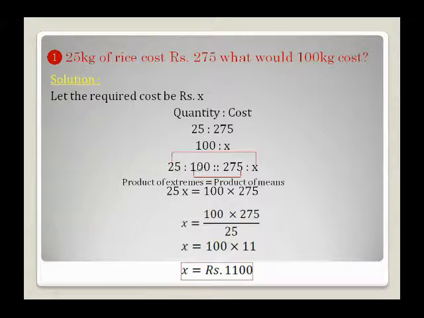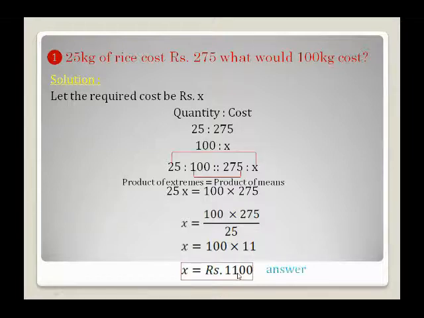Now the extreme values are 25 and x, so here we write 25x is equal to 100 multiplied by 275. Now 25 is multiplied with x, so we divide on the other side, and here we write 100 multiplied by 275 divided by 25. Now after simplification we get 100 multiplied by 11, because here we cancel 25 on the 25, and 25 11s are 275. So here we have 100 multiplied by 11, then we get 1100. Okay, because this is the cost and cost is measured in rupees, so here we write the unit of the cost, which is x is equal to rupees 1100. It means that the 100 kg rice cost is rupees 1100.